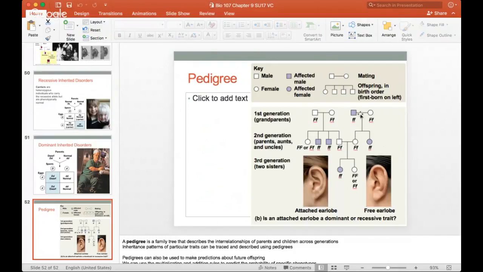Other set of grandparents, we have grandpa who is affected, mates with grandma who is not. They have 2 daughters, one who is affected and one who is not. This man and this woman have offspring, and they have 2 daughters. This one is affected and this one is not.